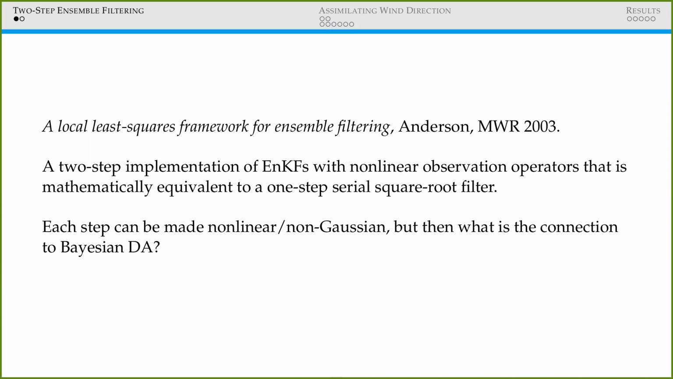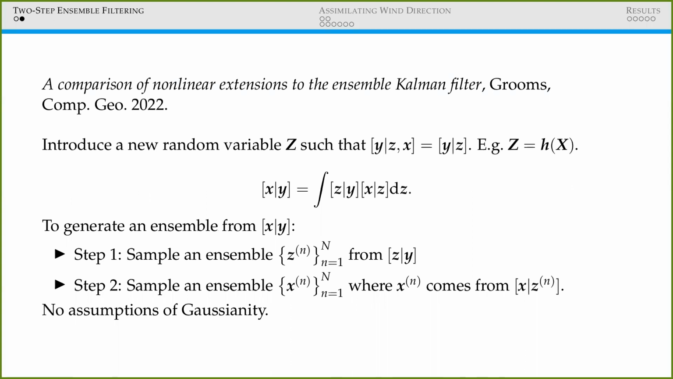They're nonlinear and non-Gaussian. One of the questions of interest here is, if you come up with a nonlinear, non-Gaussian data assimilation algorithm, do you lose the connection to Bayesian data assimilation? Or if you don't lose it, what is that connection? I had a paper that came out last year where I explained what the connection is. You have to introduce a new random variable z that has the property that the probability of y given z and x is the same as the probability of y given only z.